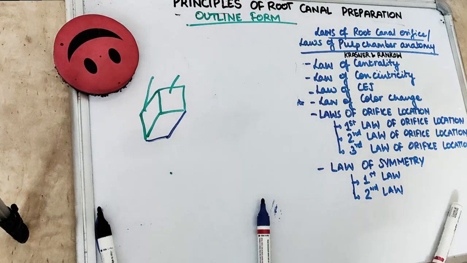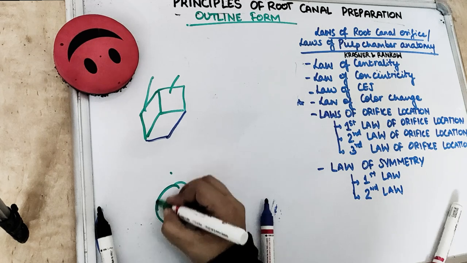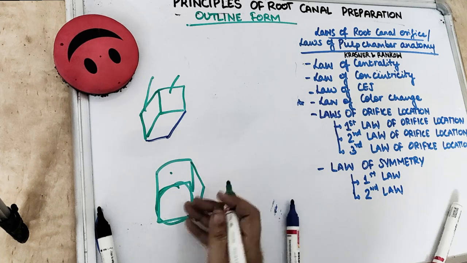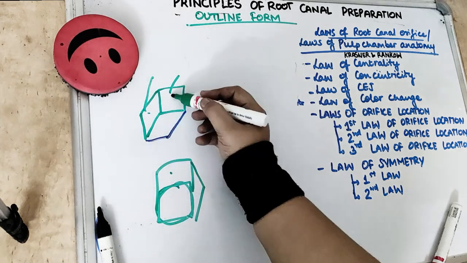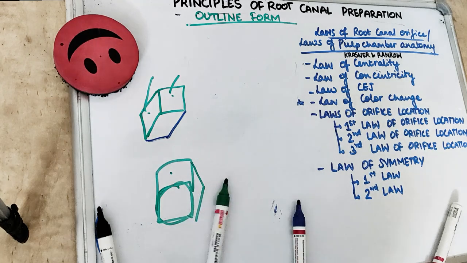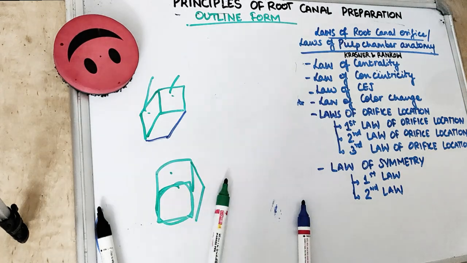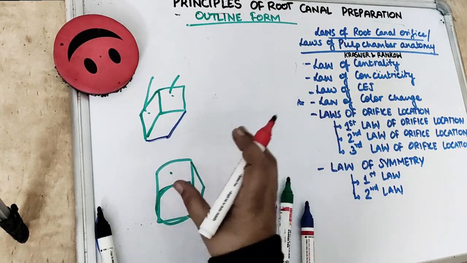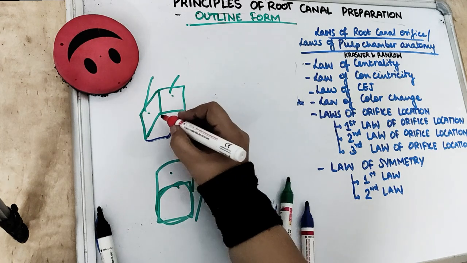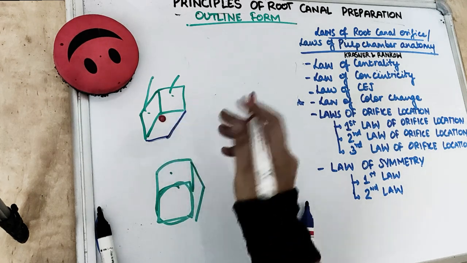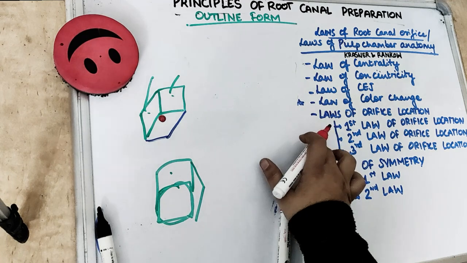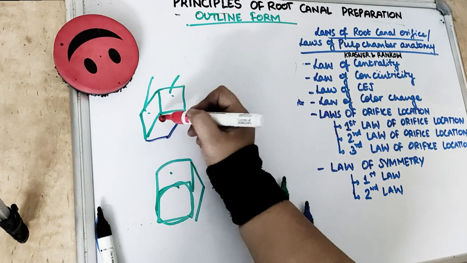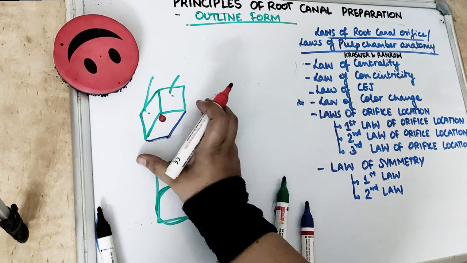Suppose I look at this wall, and I made it square. So this is the cross section of it. These are the dentinal walls and this is the pulp chamber. Now the orifice will always be located at the junction of the wall and the floor. So this is our first law of orifice location. It says that the orifice of the root canal is always going to be at the junction between the walls and the floor.